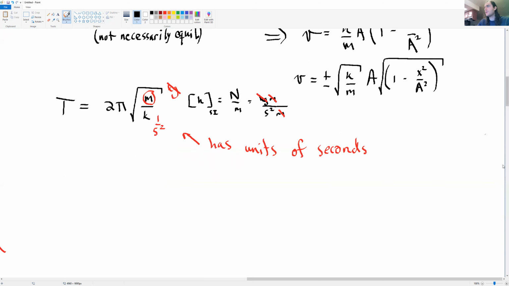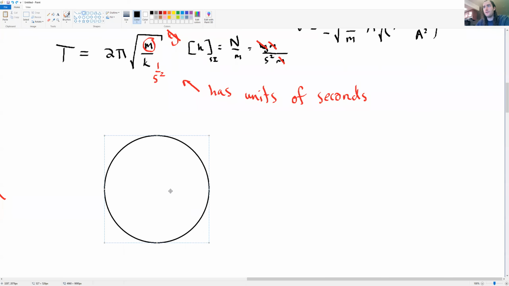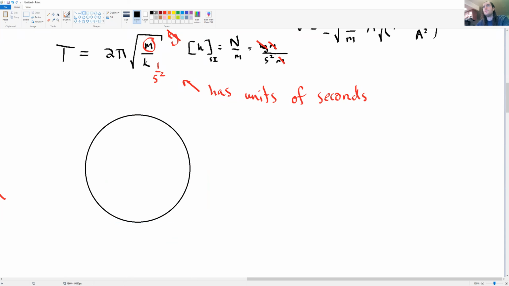In order to show that this formula is indeed the correct formula, we should consider a system which is not moving along a straight line, but is actually moving in a circle. And let me use the circle draw feature here. But one which is identical to the spring system. Okay, so we have two systems here.